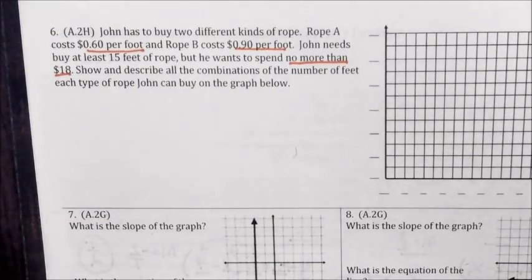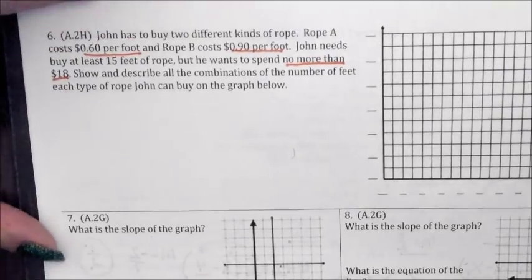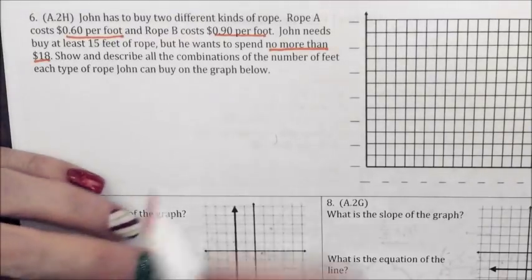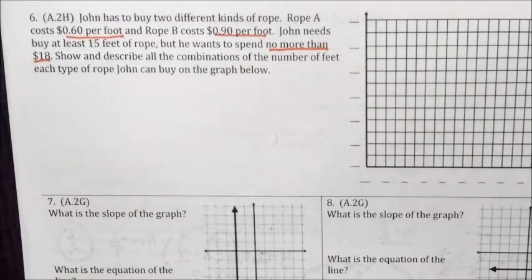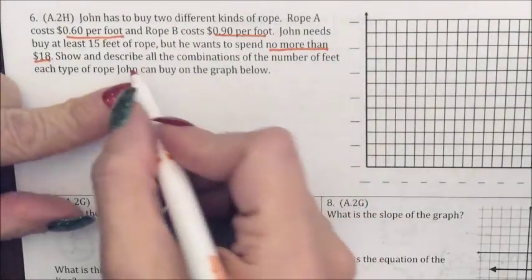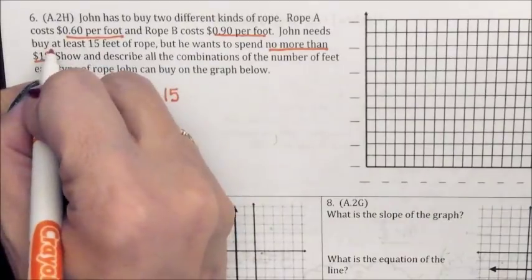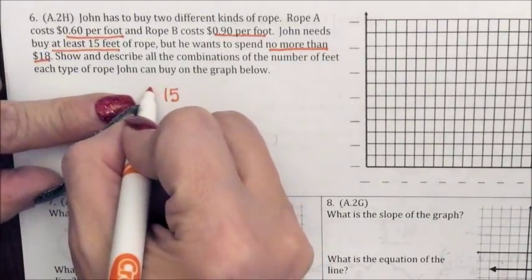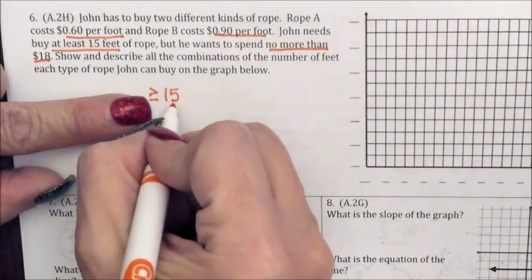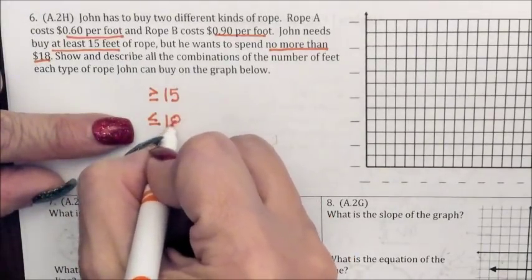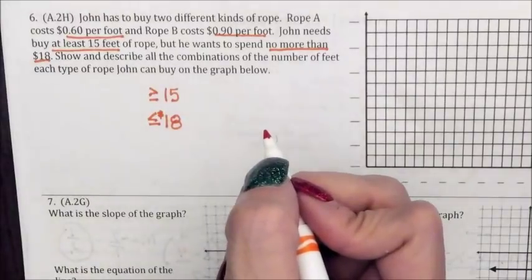We're looking at a system, and I think we're looking at an inequality because I see words like "no more than" and "describe the combination." So I'm pretty sure I'm looking at a system here. Here's what I know. I need to buy at least 15 feet, so I need to buy greater than or equal to 15 feet. But I want to spend no more than $18. Put a little dollar sign there.